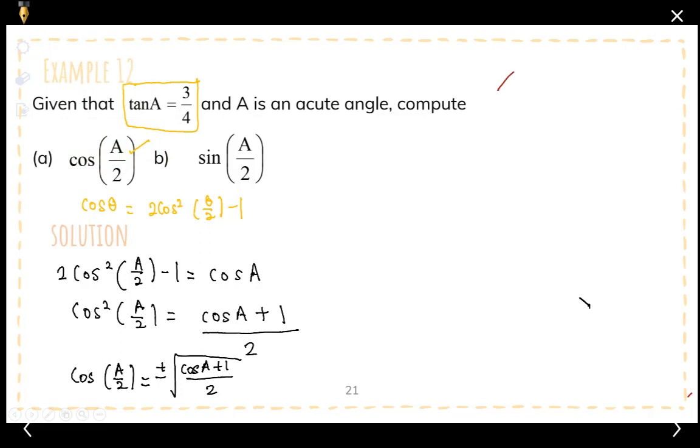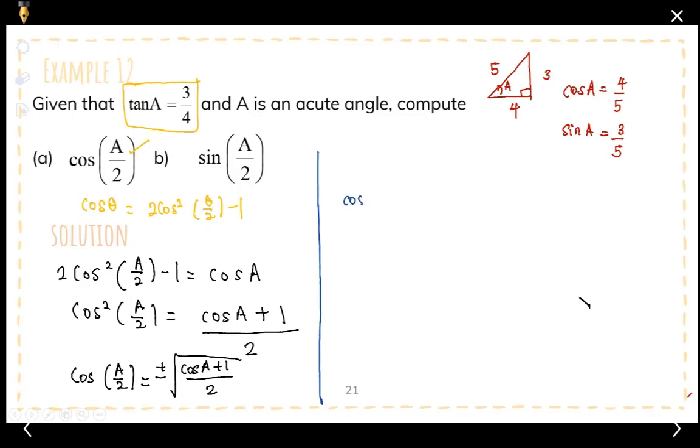So since tangent A is given, we can get this from the right angle triangle. Okay, so from your right angle triangle, this is A. Tangent A is 3 over 4, so your hypotenuse is 5. So from here we have cos A 4 over 5 and sin A 3 over 5. Okay. So now we're going to continue the question. So next we're going to find out what cos A over 2 equals to: plus minus square root of cos A, so cos A is 4 over 5 plus 1, divided by 2.